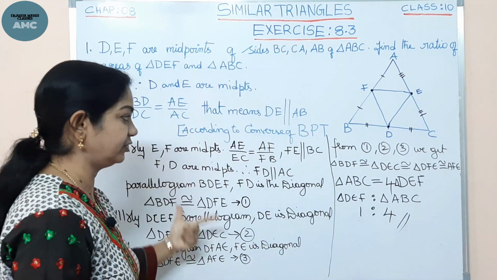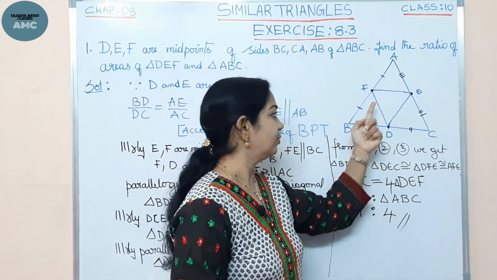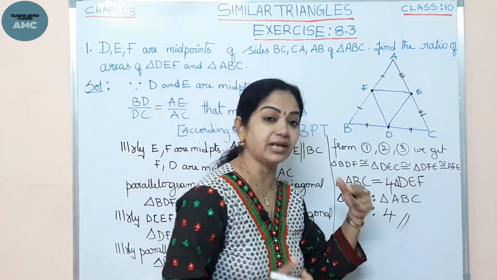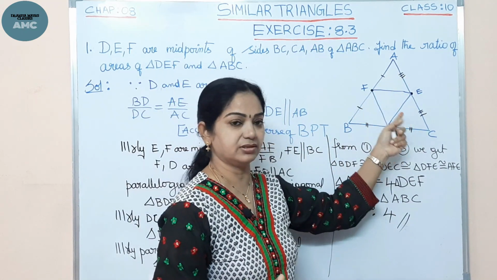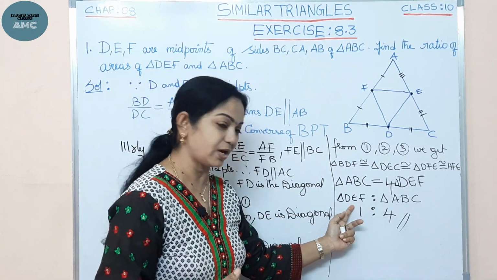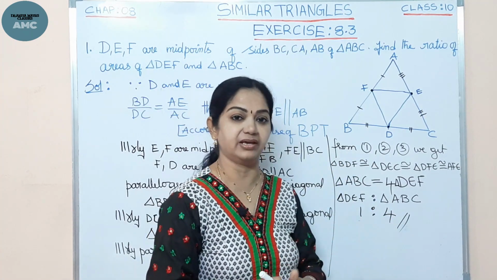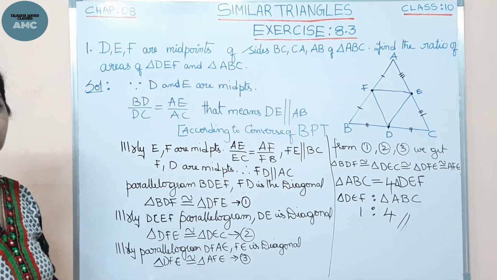So how we got this? All the 4 triangles I have made congruent. Then the bigger triangle is 4 times one triangle. So clearly you can see these are the four triangles, 4 times. So 1 is to 4. This is one part, this is 4 parts. The ratio of the areas is 1 is to 4. Quickly pause the video and note it down. Let's see the next problem.